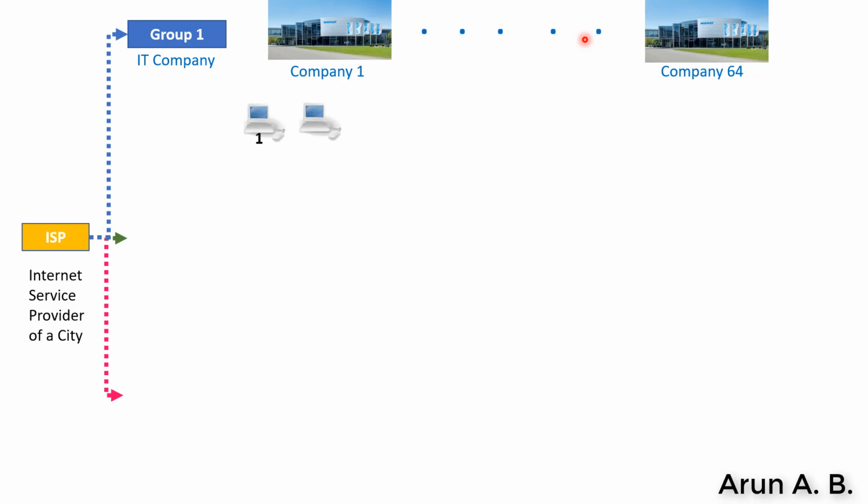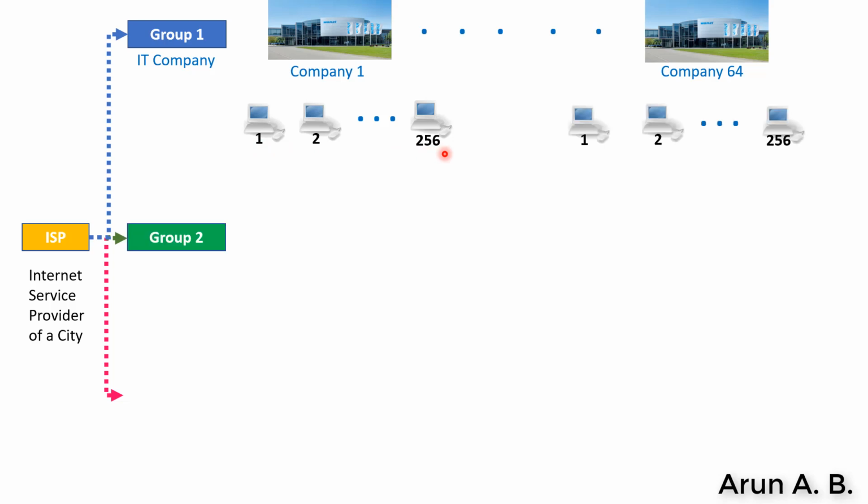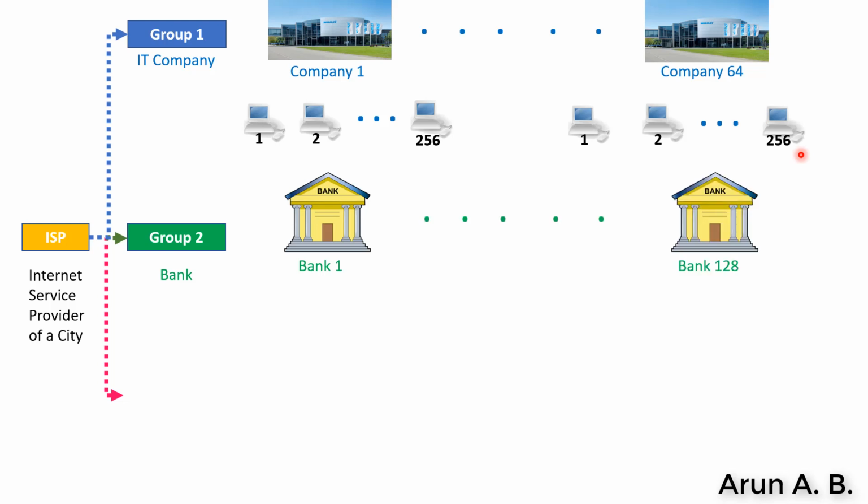We know that each company has a requirement of 256 IP addresses. That means company 1 requires 256 IP addresses. Similarly, the 64th company requires 256 IP addresses. This is the requirement of group 1. Similarly, we have group 2. I have taken an example of the bank sector here. You can think of bank 1 up to bank 128.